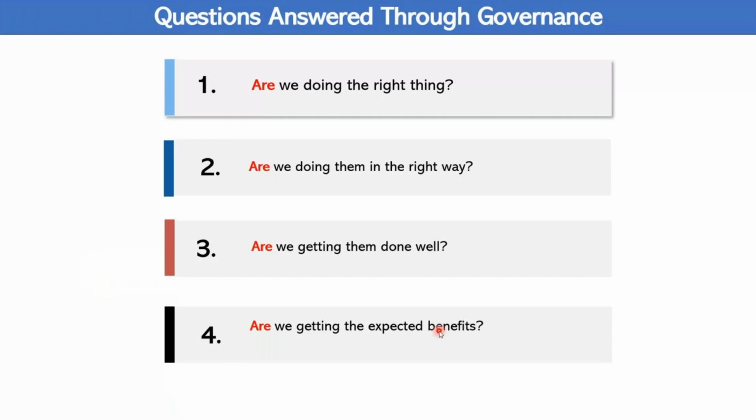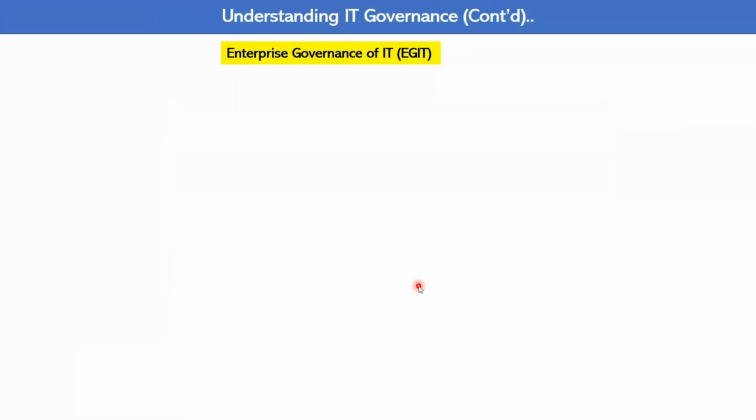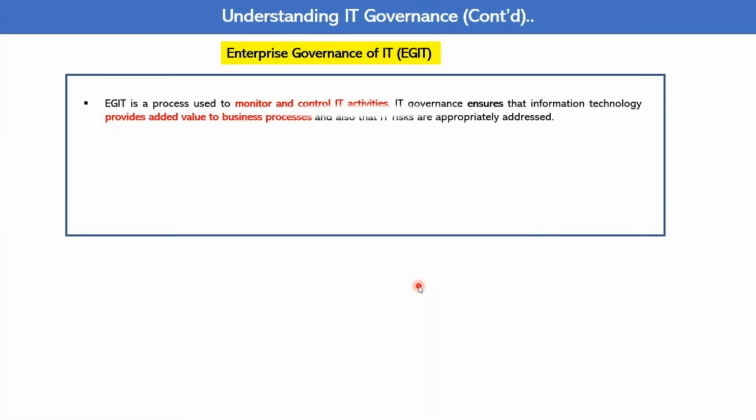The next slide we'll see is something called enterprise governance of IT, that is EGIT. So what is EGIT? EGIT is a process used to monitor and control IT activities. Governance, remember, is all about monitoring and control. You monitor, you identify something, and if you identify something that needs to be addressed, it has to be addressed, controlled. Okay.